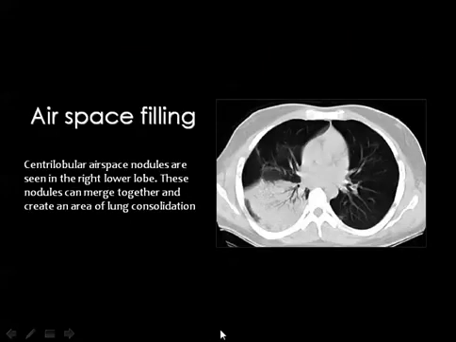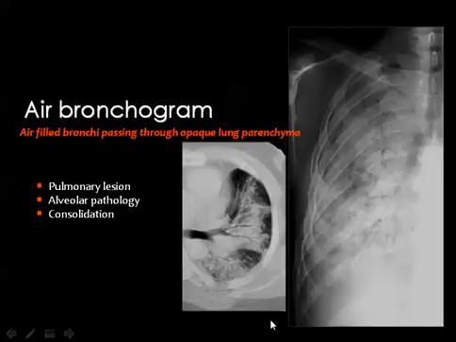Then we came to, we may say, the second pattern, which is the consolidative pattern, where you can see an area of consolidation, and you know the area of consolidation by the presence of this classic air bronchogram. Air bronchogram means that you got bronchi patent, filled with air, running through an opacity of abnormal, let's say, fluid or something in the alveoli. You replace the air in the alveoli by other material, but the bronchi are still patent. Then you got this classic appearance, which is known as air bronchogram.